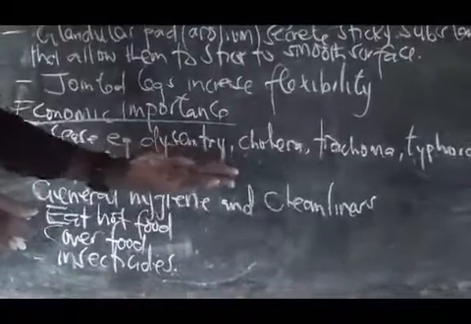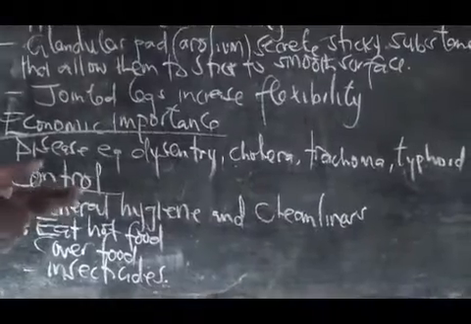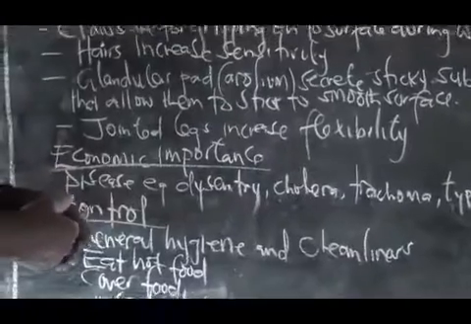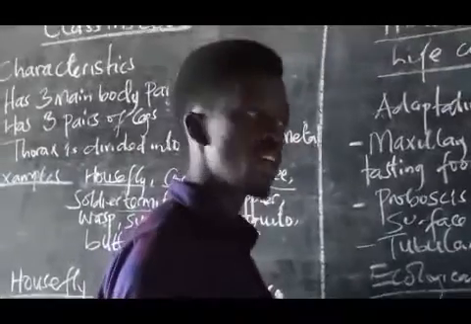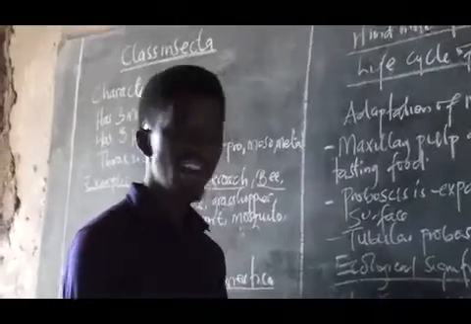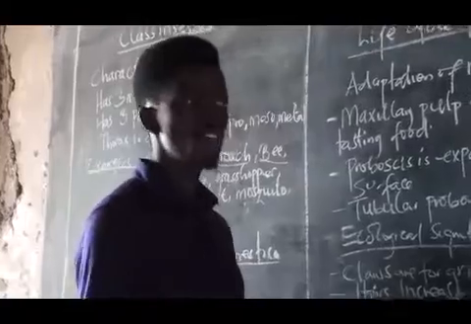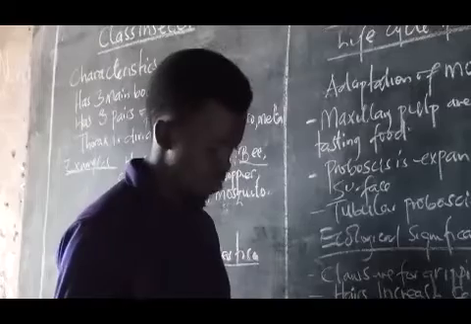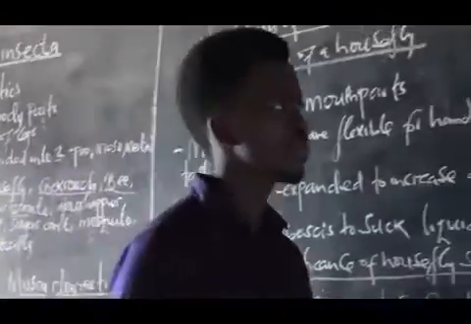Now that this thing causes a lot of diseases, what are the ways we can control them? How do we control this? We can control it by having general hygiene and cleanliness of our environment, by eating hot food, because when it is hot food, you cannot have these parasites, you cannot have the dirt in that food. They cannot land on hot food, so you eat hot food. Then you cover your food when you are not eating, so that they do not come and pee and contaminate your food. And then you can use insecticides to spray and kill them.